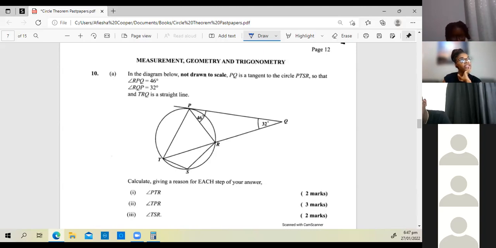Q is 46 degrees, RQP. So RPQ, RQP. All right, TRQ is a straight line. PQ is a tangent. Giving reason for each step of your answer. PTR, how much is that? Interior opposite, 46.